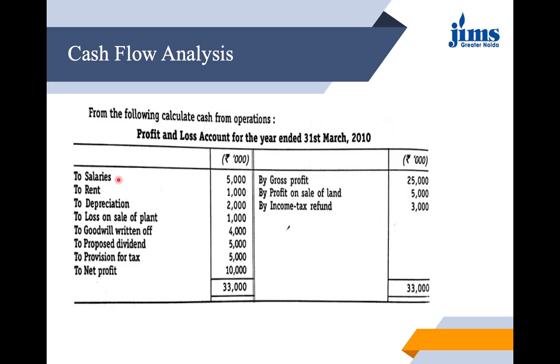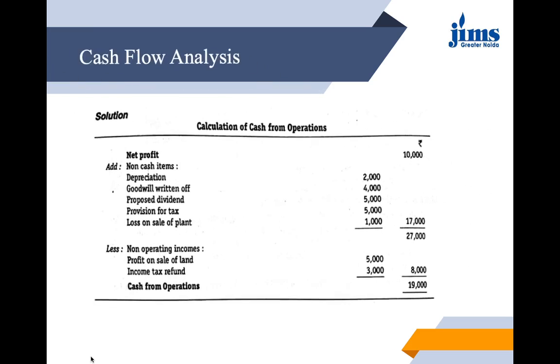Here you can see the P&L account for the year ending 31st March 2010. Salaries and rent obviously are not non-cash. Then we have non-cash items: depreciation, loss on sale of land, goodwill written off, proposed dividend, provision for tax. And on the credit side, we can see profit on sale of land and income tax refund. Now let us see how to treat these to calculate the cash from operations.